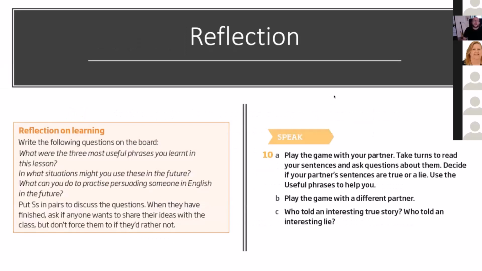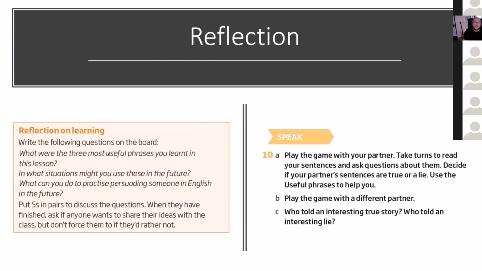And then reflection. So in terms of reflection, there are two aspects to this. So one is, for example, in this speaking activity, play the game with your partner, read sentences, ask questions about them, decide if it's a truth or lie. Then they play the game with a different partner. And then there's this reflection that's sort of built into the task. Who told an interesting true story? Who told an interesting lie? And then in the teacher's book, there are further reflection questions.